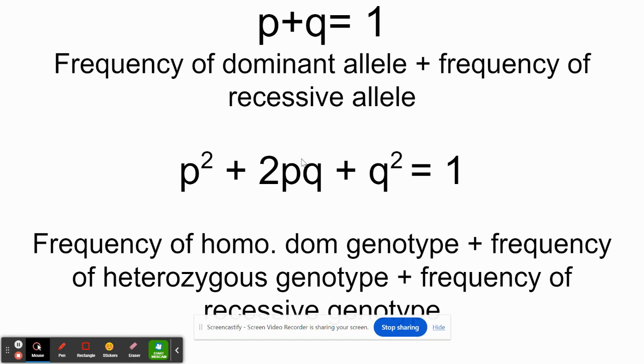p squared plus 2pq plus q squared equals 1. That's going to be the frequency of the genotypes. So now we have to actually know, or at least estimate, how many of those organisms of the total population are homozygous dominant, heterozygous, or homozygous recessive.